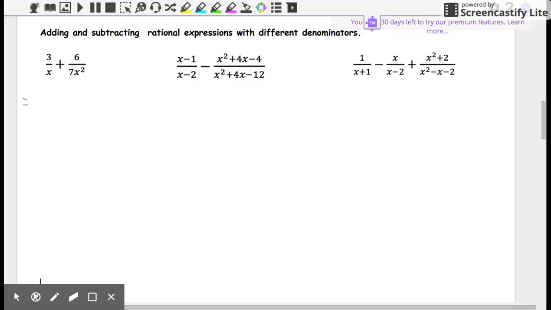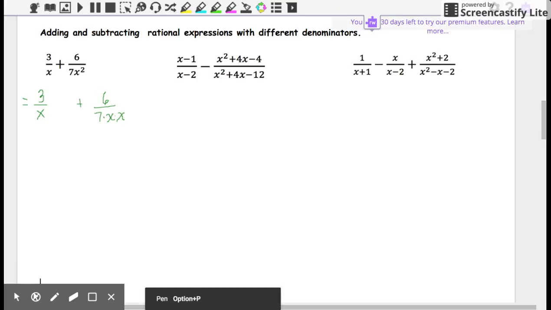We know that if two expressions have exactly the same factors, then they are equivalent, and therefore they are the same. So we're going to use that idea here. We need to factor the denominators. In the first example, the first fraction, 3 over x, the denominator cannot be factored anymore, so we just keep it: 3 over x plus 6 over 7x squared. 7x squared could be thought of as 7 times x times x, so it has 3 factors.